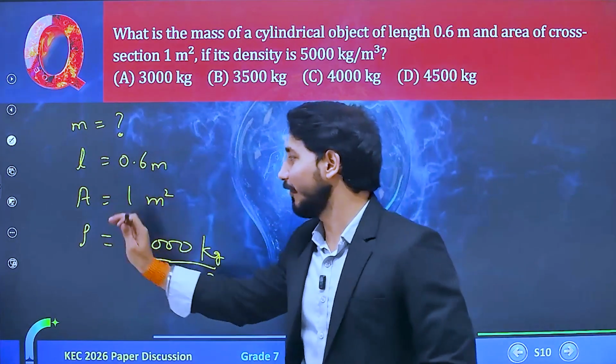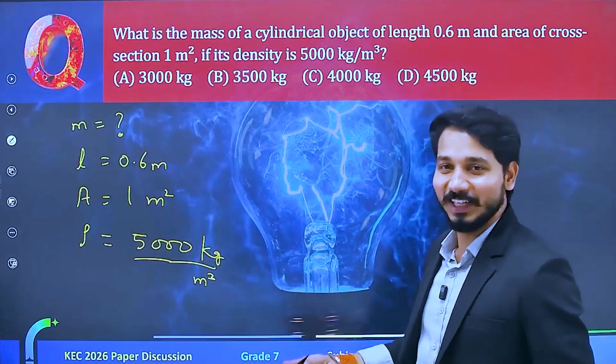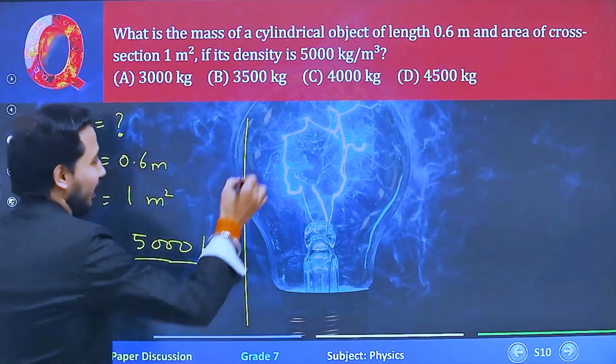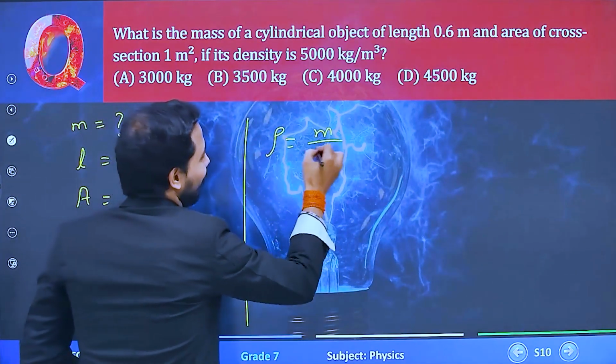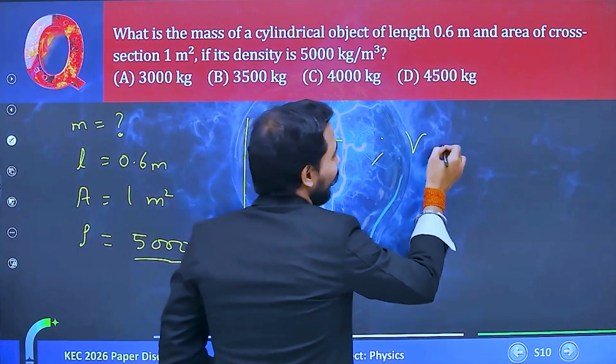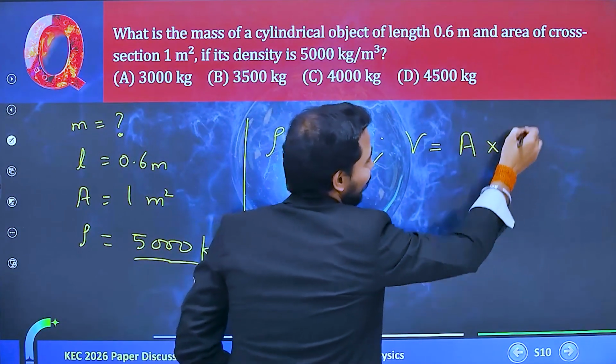So we have length, we have area, we have density, and mass it is asking. Same concept which we have applied earlier. Same concept, no change. So density is equal to mass by volume, and volume directly is not given. So volume will be equal to area into length.